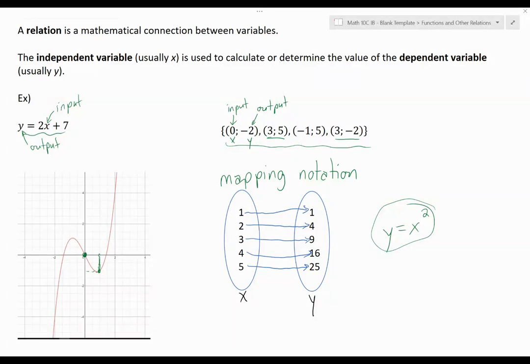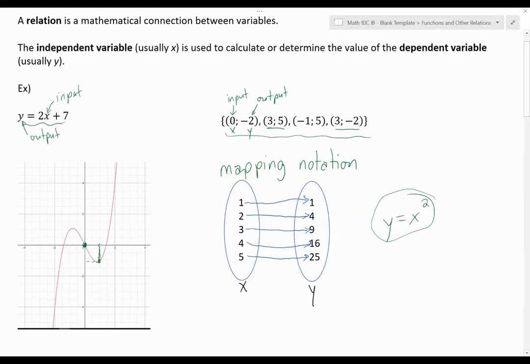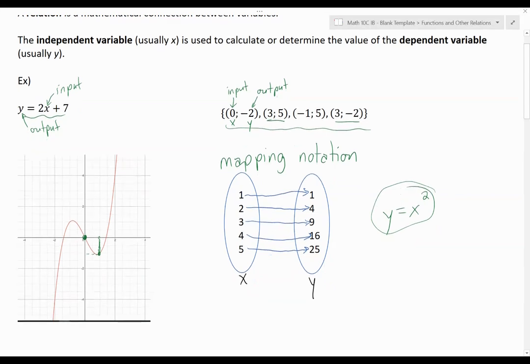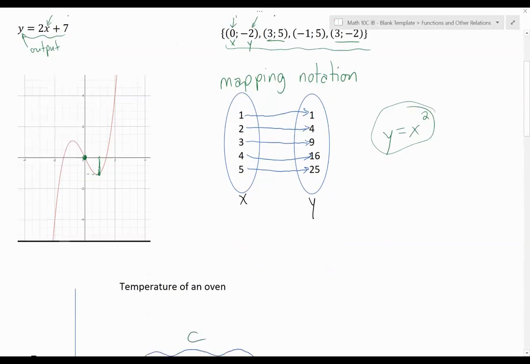These 5 inputs are all that we know for sure give us these 5 outputs. So that is a mapping notation. It's a way of really underlining the input-output idea by following the arrows.